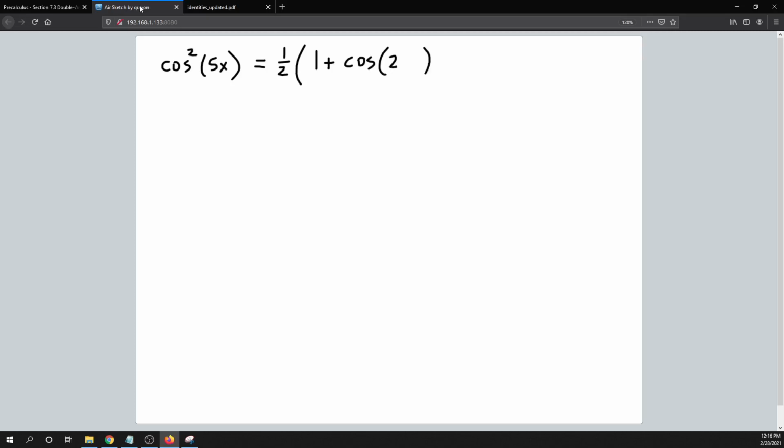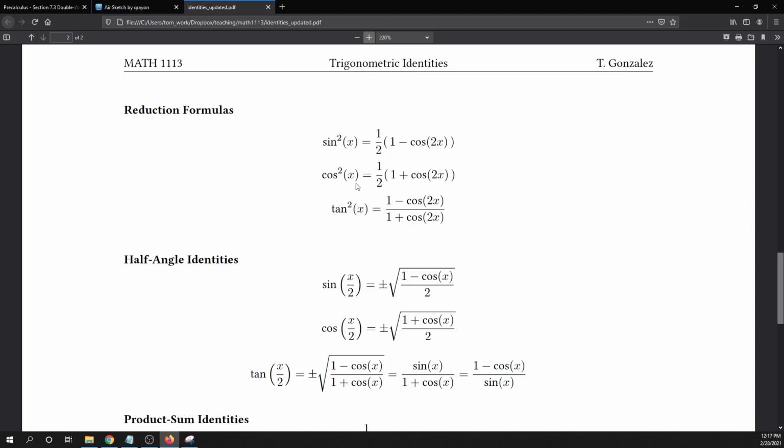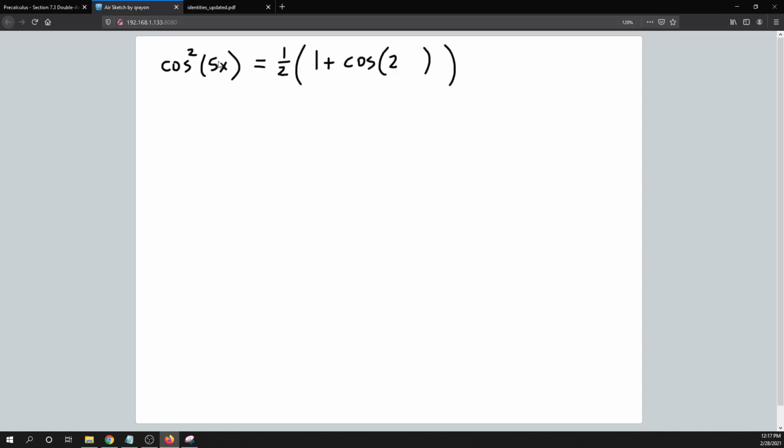All right, and now here's where it gets slightly tricky. In this particular one, just make sure that you know how to apply these. So in this case, 5x is playing the role of x in the power reduction formula. And so what you've got to do when you use the power reduction formula is whatever is the argument of that cosine squared, you have to times it by 2. So in this example, it's 5x. And so you'd have to multiply 2 times 5x in there.